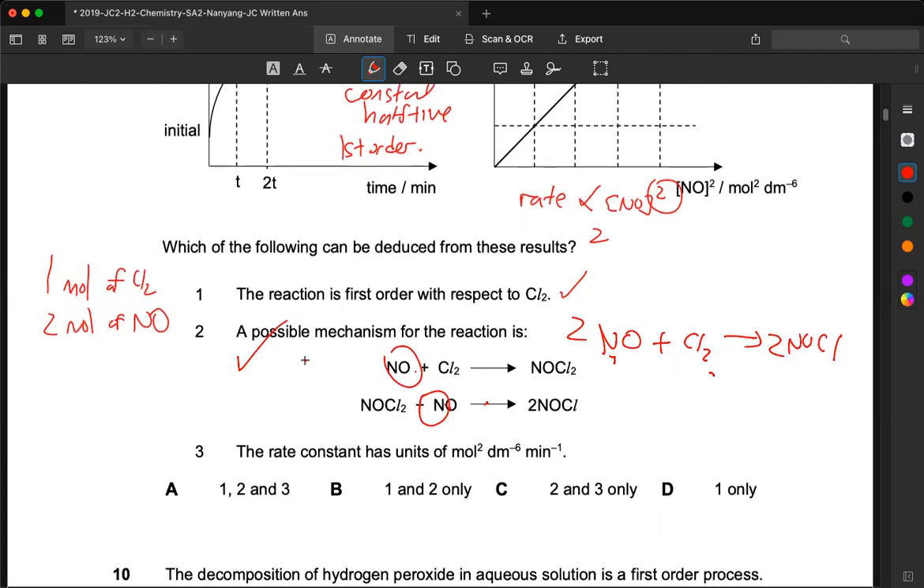Statement 3, what is the rate constant? So overall, you have NO to the power of 2, Cl2 power of 1. So overall it's a third order reaction. So for third order reaction, the rate is mole dm cube per minute, correct? Since we have 3 concentrations, it should be like that.